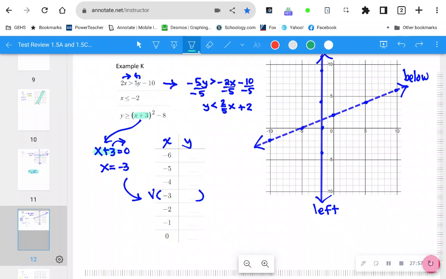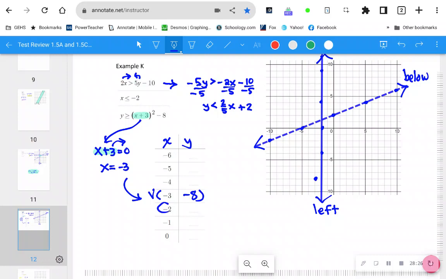So let's start with the vertex itself. -3 is our x value. -3 plus 3 is 0. 0 squared is 0, and 0 minus 8 is -8. So here is the vertex. This parabola turns around right there. Now the next two, one on each side, should be matching. You're going to check by doing them both.